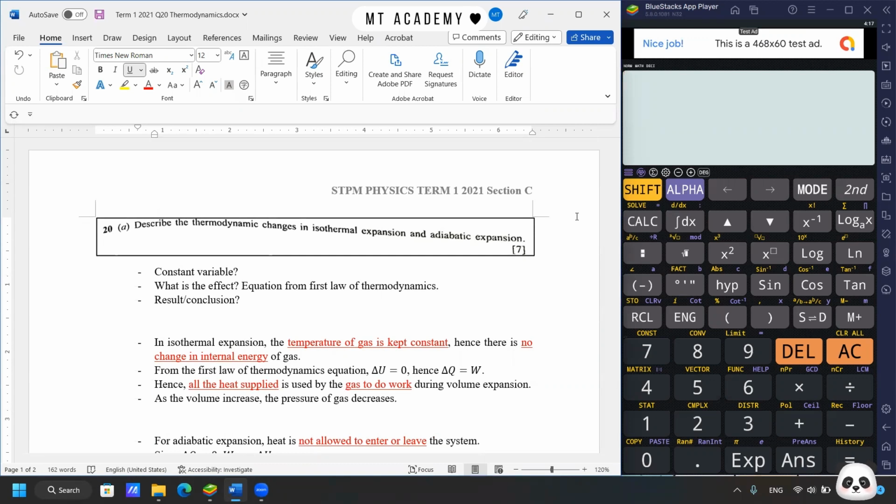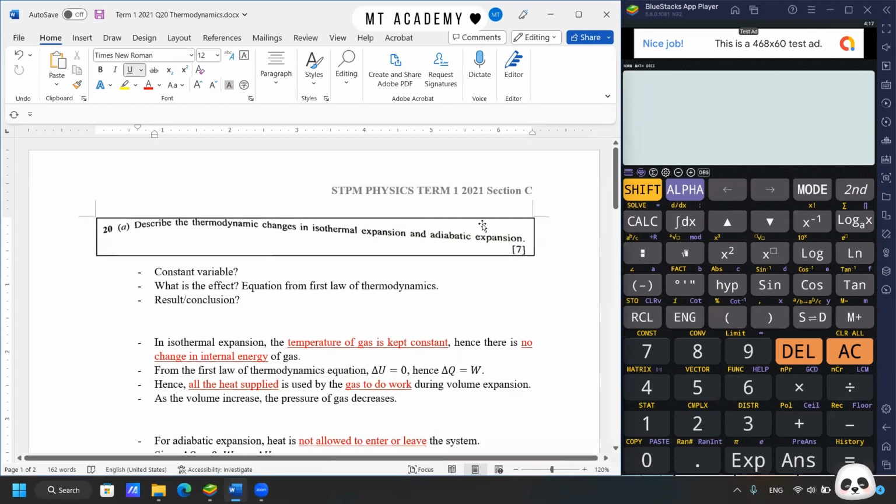Today, we discuss the past year of physics in Term 1, 2021, Section C, Question 20. So this question is about Chapter 10, Thermodynamics. Question A: describe the thermodynamic changes in isothermal expansion and adiabatic expansion.